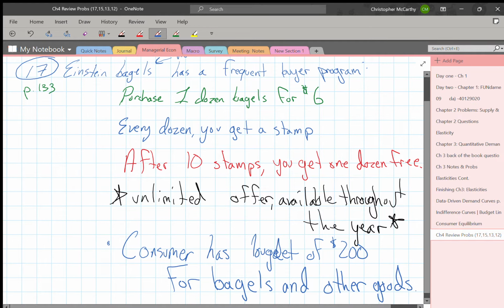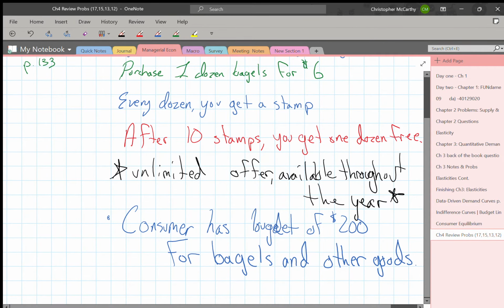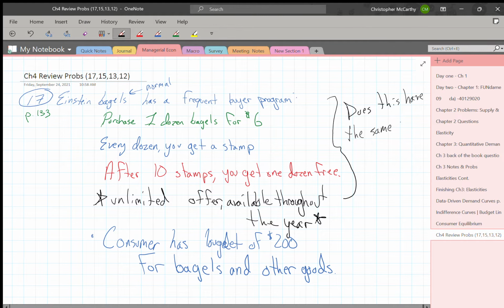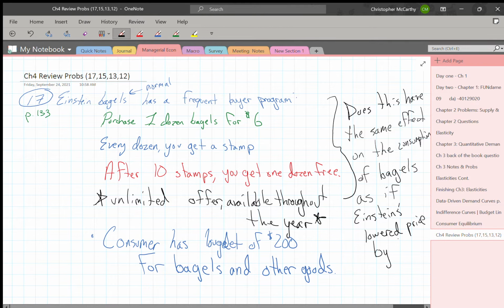So we're asked, does Einstein's frequent buyer program have the same effect on the consumption of bagels as if Einstein's were to simply lower the price by 3%?